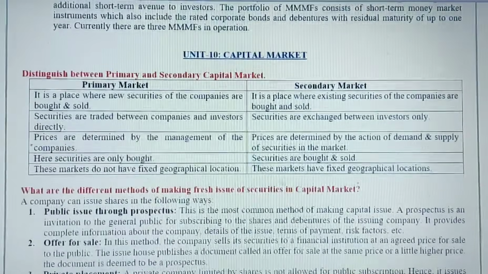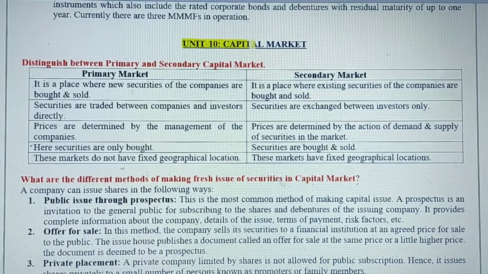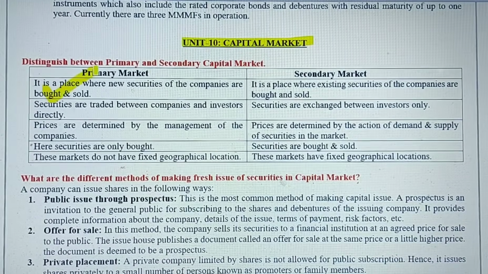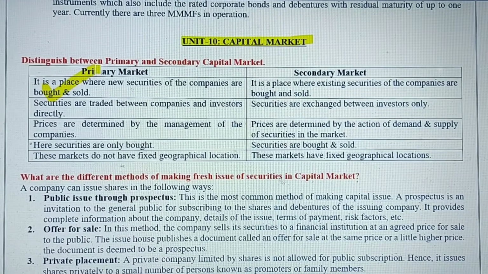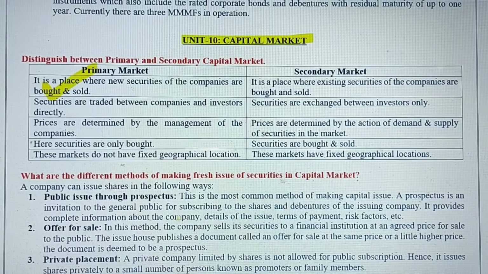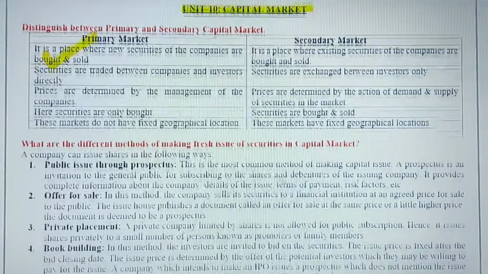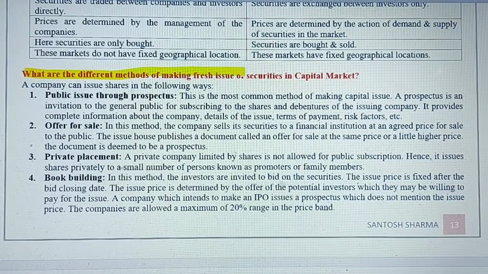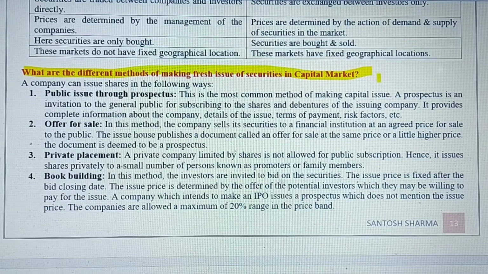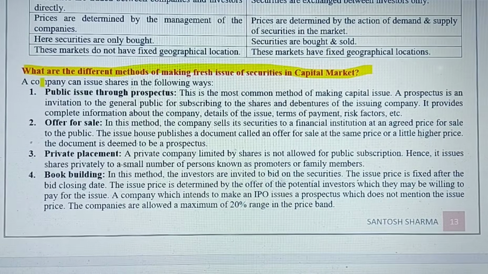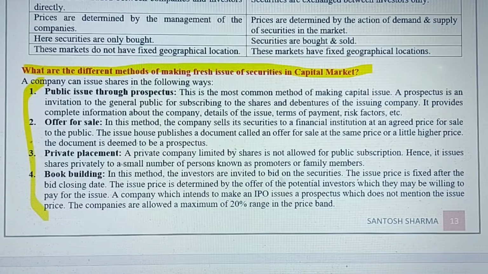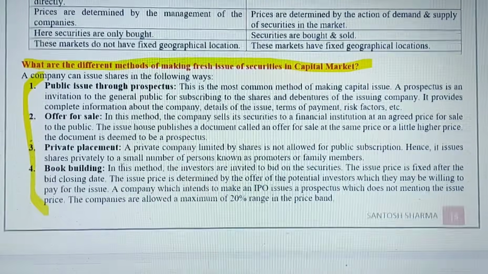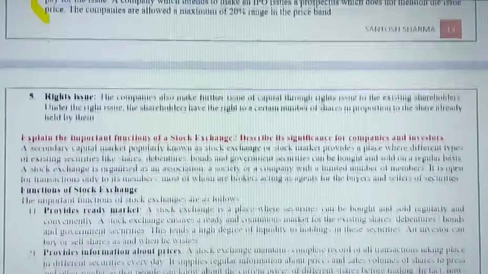Okay. From Unit 10, a difference you can work out between primary and secondary market, and the next, for 10 marks: what are the different methods of making a fresh issue of shares or securities in the capital market? So how a company issues, what are the steps that it takes. So these things you can mention in your answer.